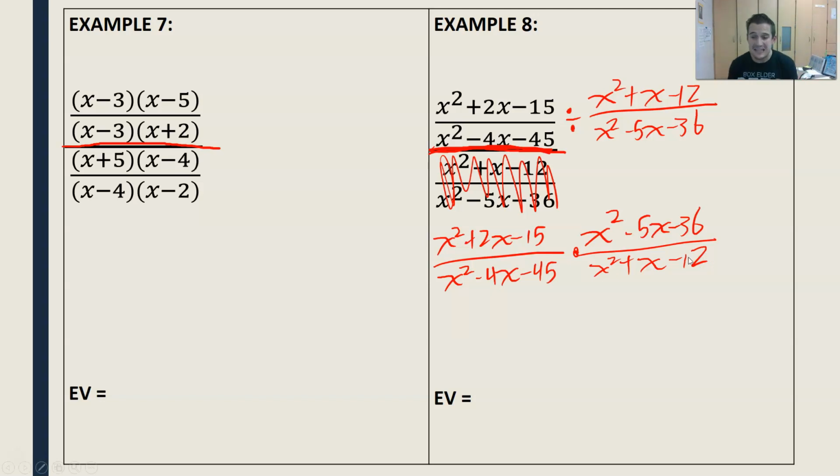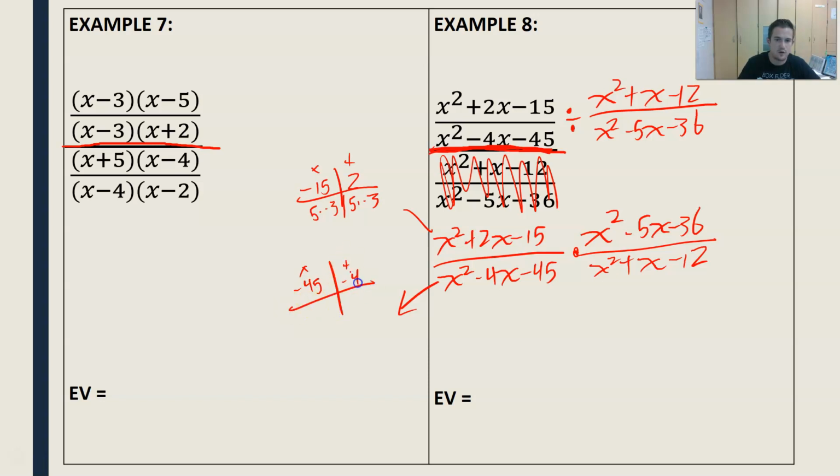Okay, next step, I need to put all the numerators and the denominators, every section of this rational problem here, into factored form. So like here, I need two numbers that multiply to make negative 15 and add up to 2. Well, those two numbers are going to be 5 and negative 3. Here, I'm going to need two numbers that multiply to make negative 45 and add up to negative 4. Well, those numbers are going to be negative 9 and 5.